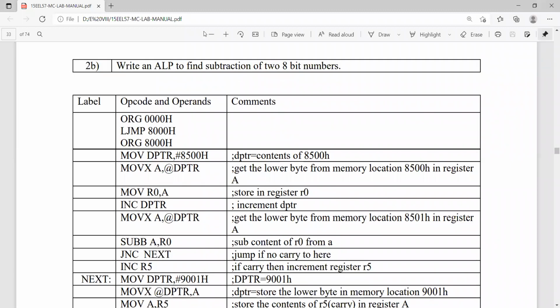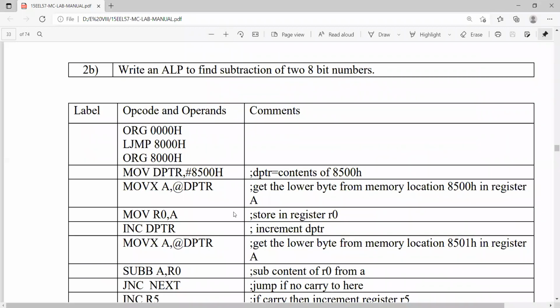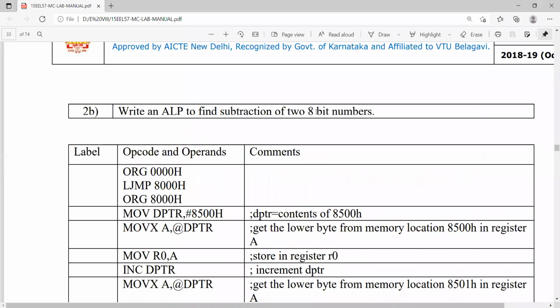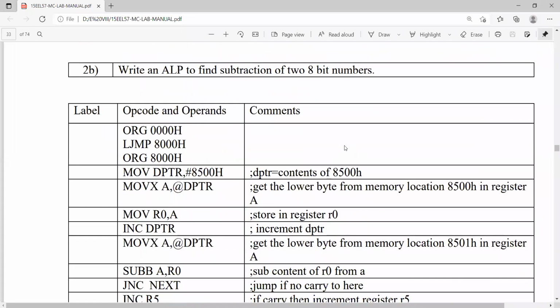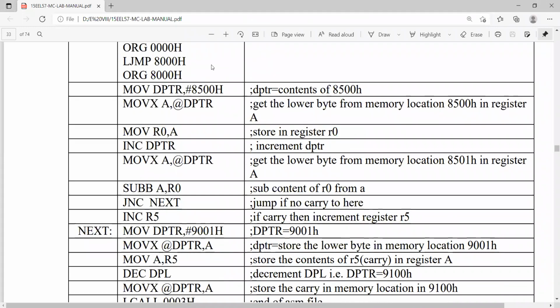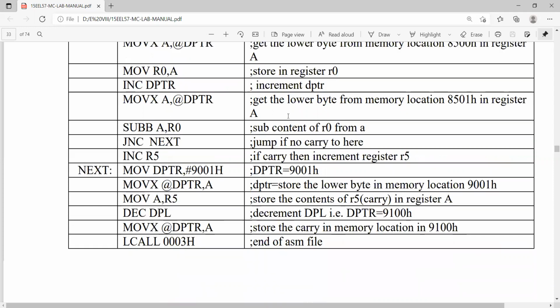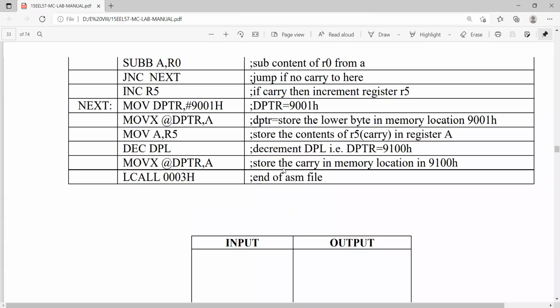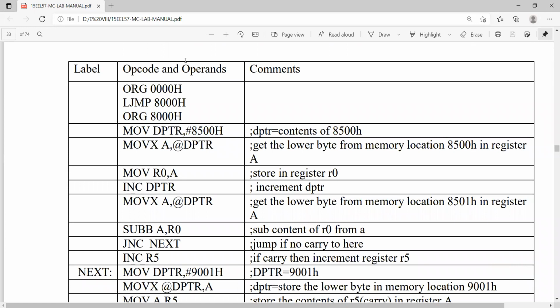Okay, right. So this is an assembly language program of your 8051 microcontroller. You can execute it in the laboratory also. So this is for the subtraction of two 8-bit numbers. First you can take your data, at some location, 8500 one data, 8501 data, two data you have to take. So that is a data pointer you can take.